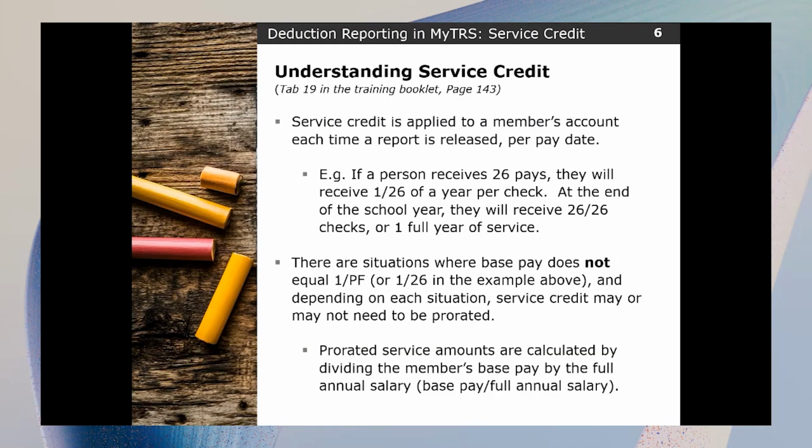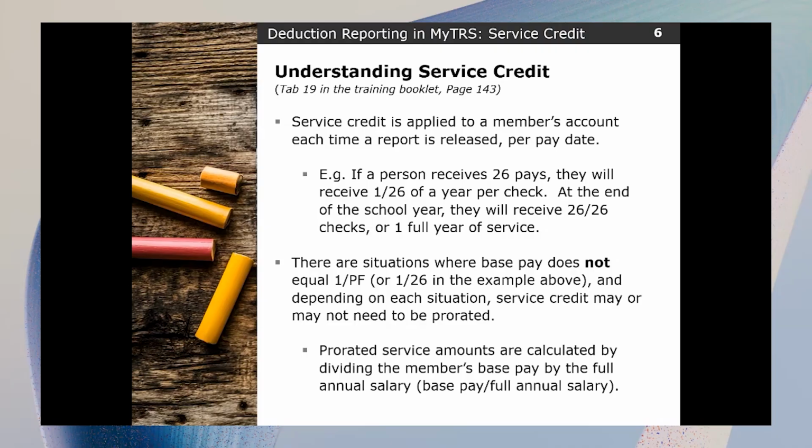Okay, so service credit. So again, you'll see at the top, tab 19 in the training book, that's in the physical book. If you're on the online version, there is a tab talking about service credit and understanding the service correction codes. So in this example, we're using 26 as your pay frequency, just as a default. It is the most common, but if you offer 21, 22, 42, 52, whatever, 27, whatever your pay frequency is, you can plug it in place here where you see 26.